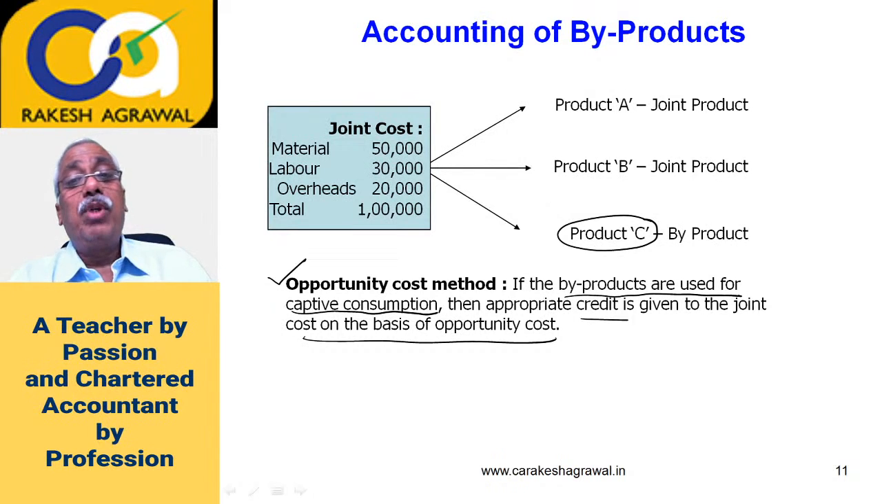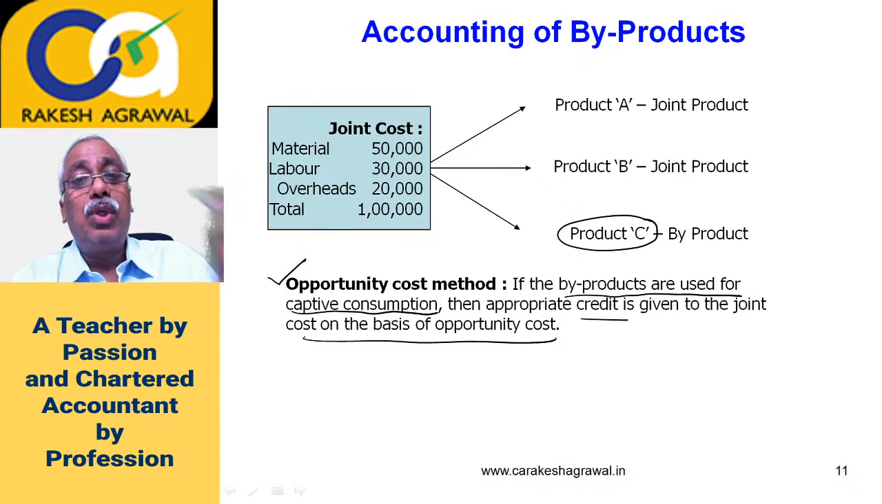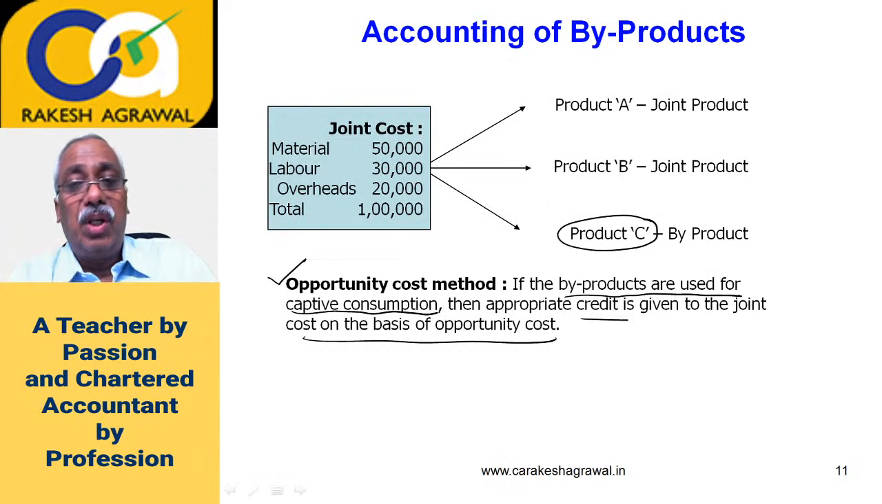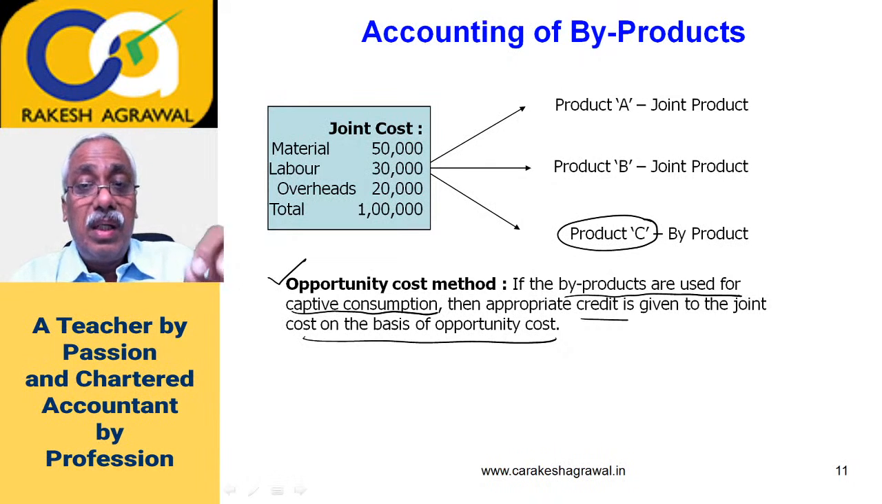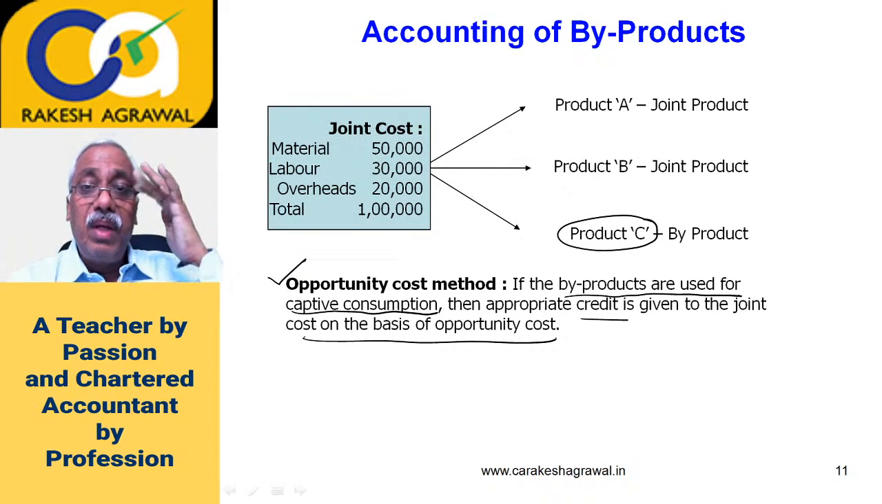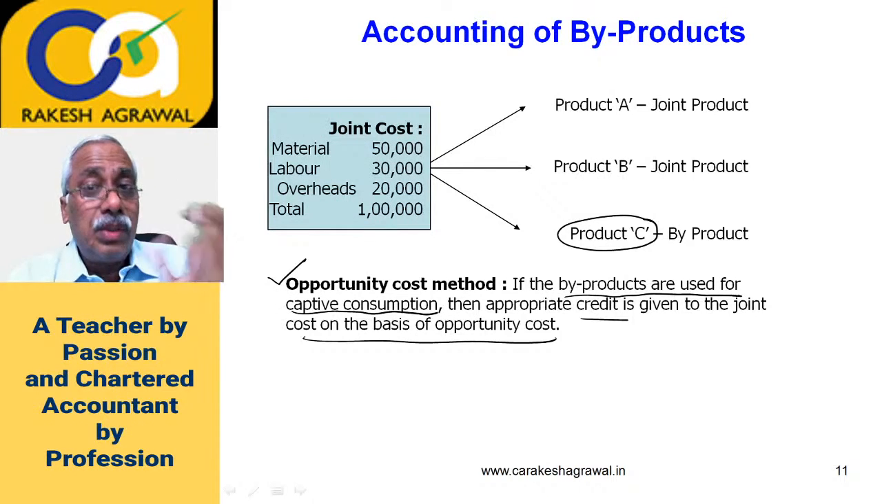So you have set up your own distillation plant, and now you are not selling byproduct C to anyone, that is, you are not selling molasses to anyone, but you are giving it to your own distillery, which will do the distillation of this product, and then the final product will be sold. Now as you are not selling product C, you will not get any sales revenue, and your own distillery will get the input free of cost. Now this is not a correct accounting.